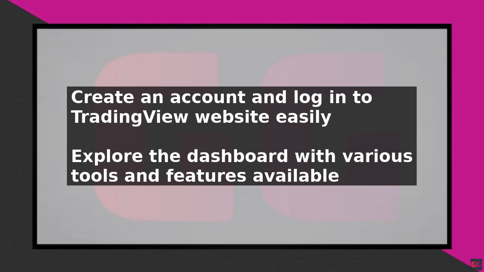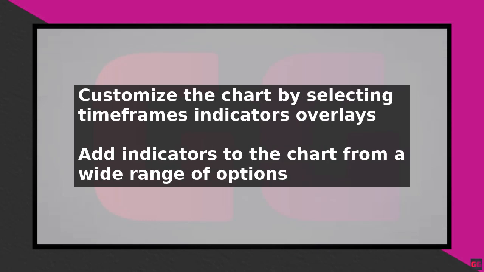First, let's explore the charting interface. The chart is the core of TradingView, and it's where you will spend most of your time. You can customize the chart by selecting different timeframes, indicators, and overlays. To add an indicator, click on the Indicators tab and select from a wide range of options, including moving averages, relative strength index, and Bollinger Bands.